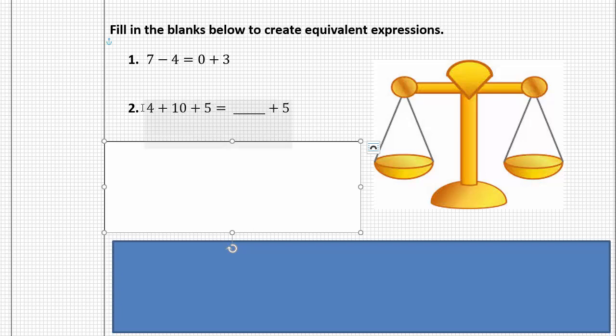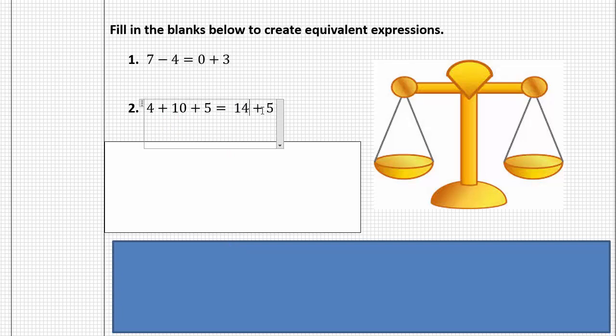Well, if you've done this work over here, 4 plus 10 is 14, plus 5 would make that 19. The left expression has a value of 19. So what would have to go here? Well, to make this 19, I would have to put a 14 right here.